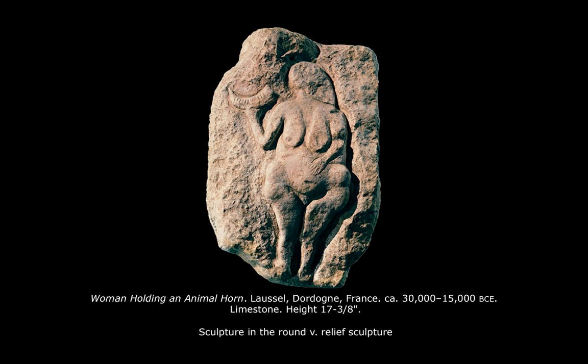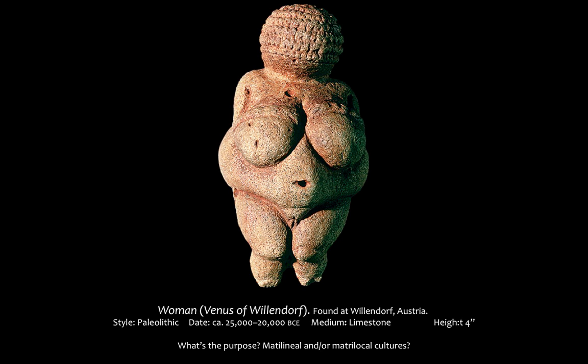Here's another one just to give you a sense of the multiple depictions of women that were discovered from this period. And I want to take this opportunity to show you something about sculpture, which is sculpture in the round versus a relief sculpture. So Venus of Willendorf is sculpture in the round. This means that the sculpture is carved out 360 degrees. You can rotate it in all directions and it's completely carved out.